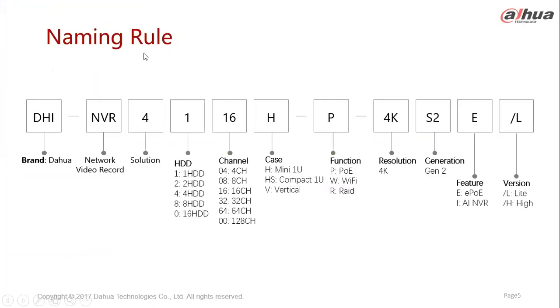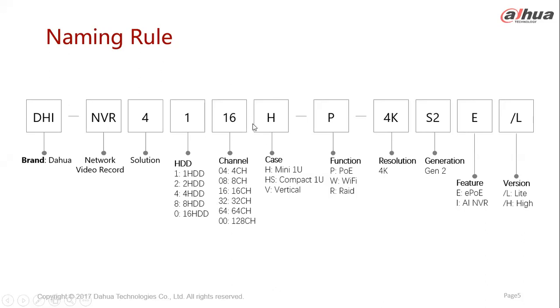The naming rule for network recorders is as below. The DHI prefix is the brand Dahua. NVR is the network video recorder. Remember, we also have DVR, but this one is for the IP case. The first number is the solution. Then the second value is the number of hard disks the device supports, so we have devices supporting from 1 to 16 HDD for the NVR case.